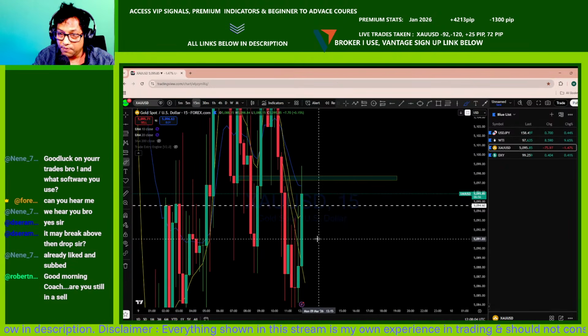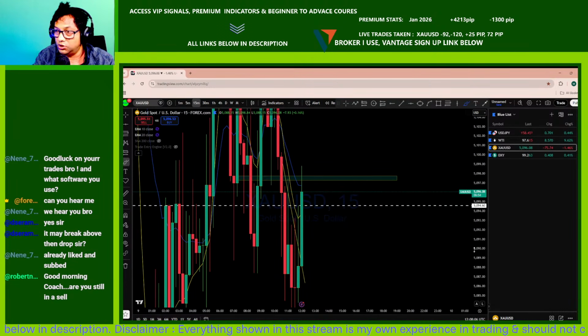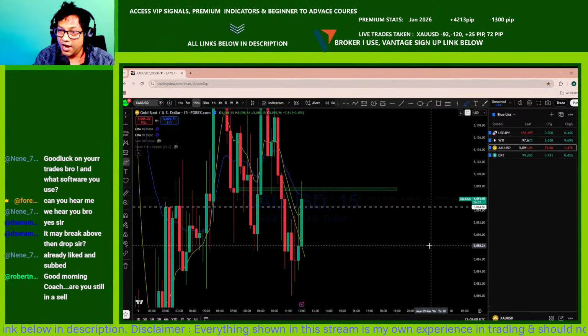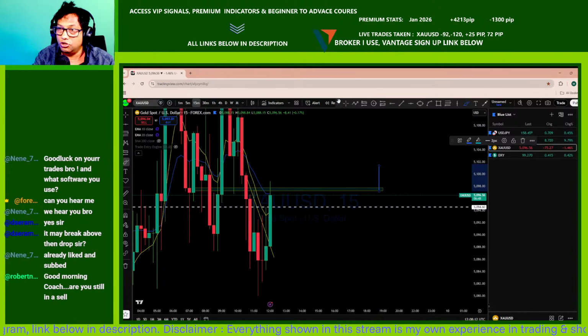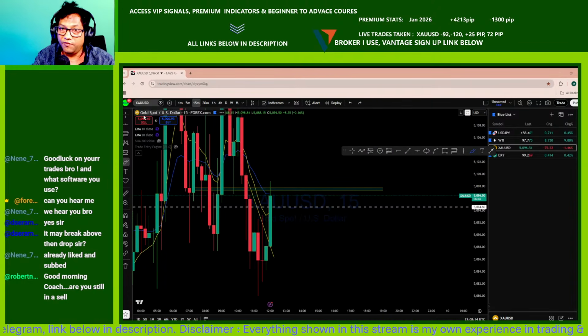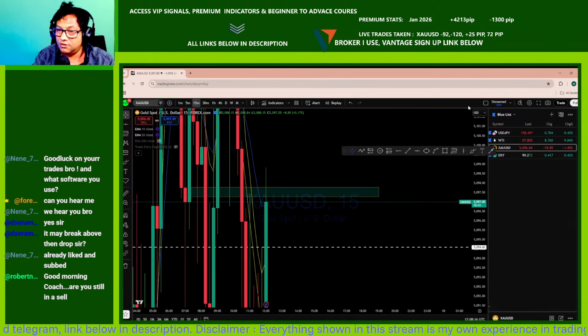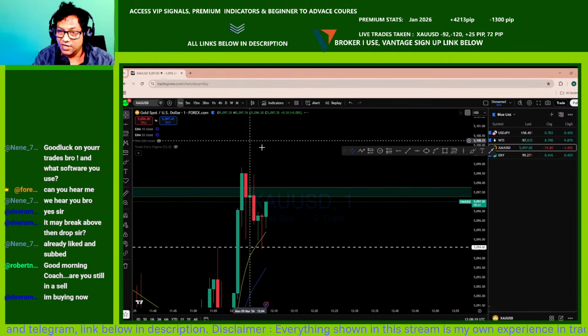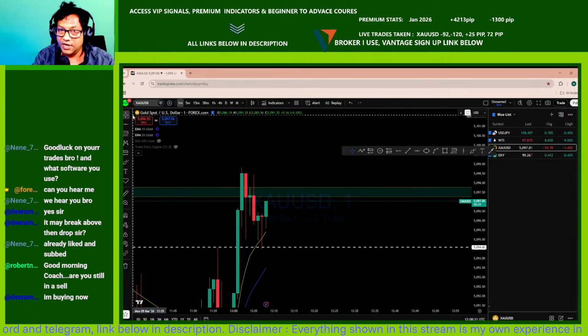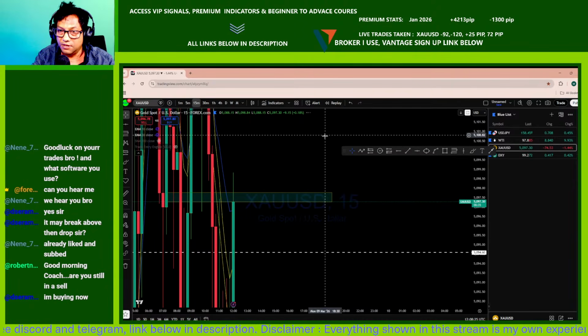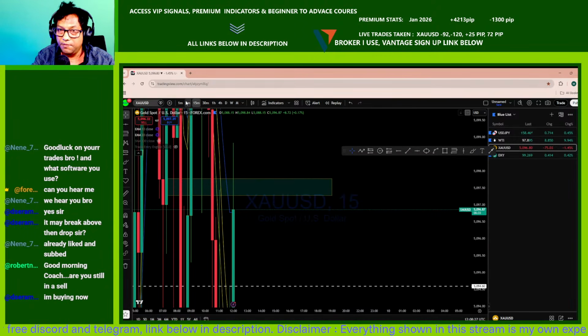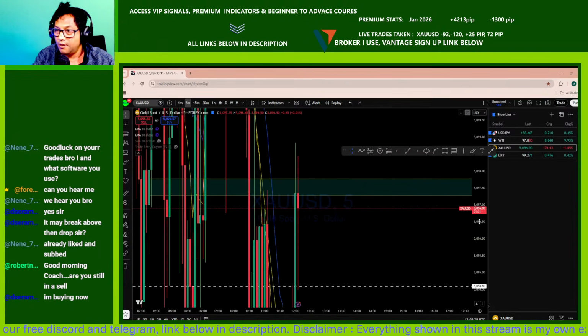If this one is closing back below, especially closing below 5094, it may still continue to rise back to the upside. If it does, then we will be looking at this market to give us that potential selling opportunity here. There's some long wick rejection again being created in that area.